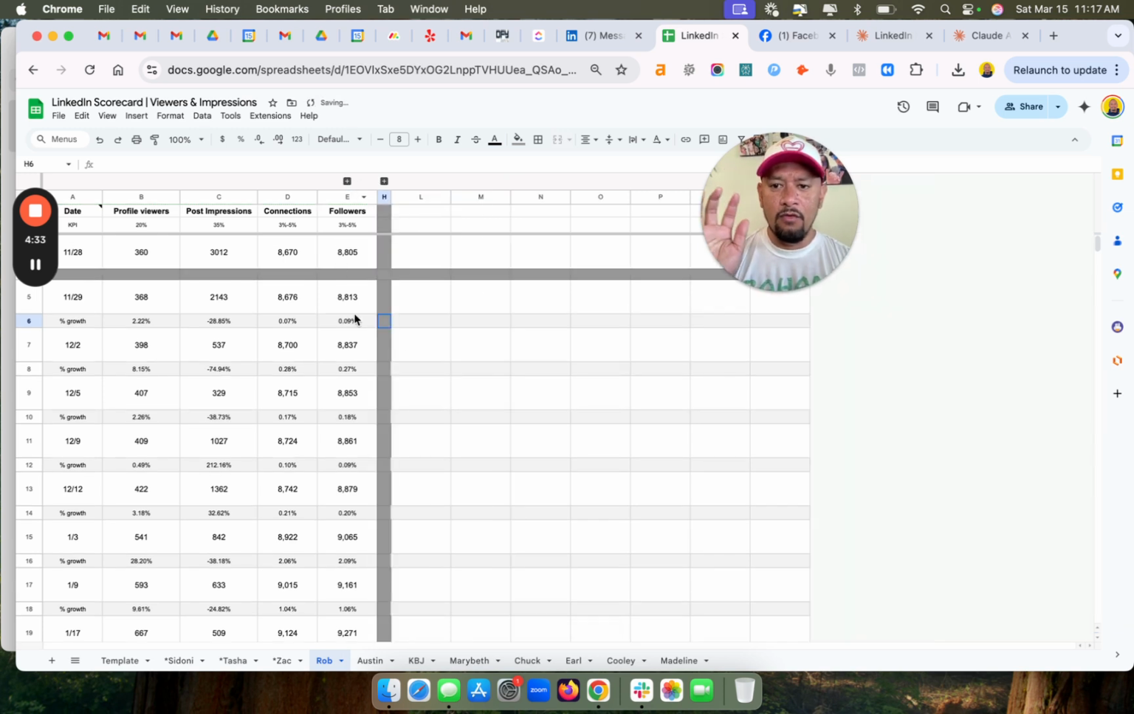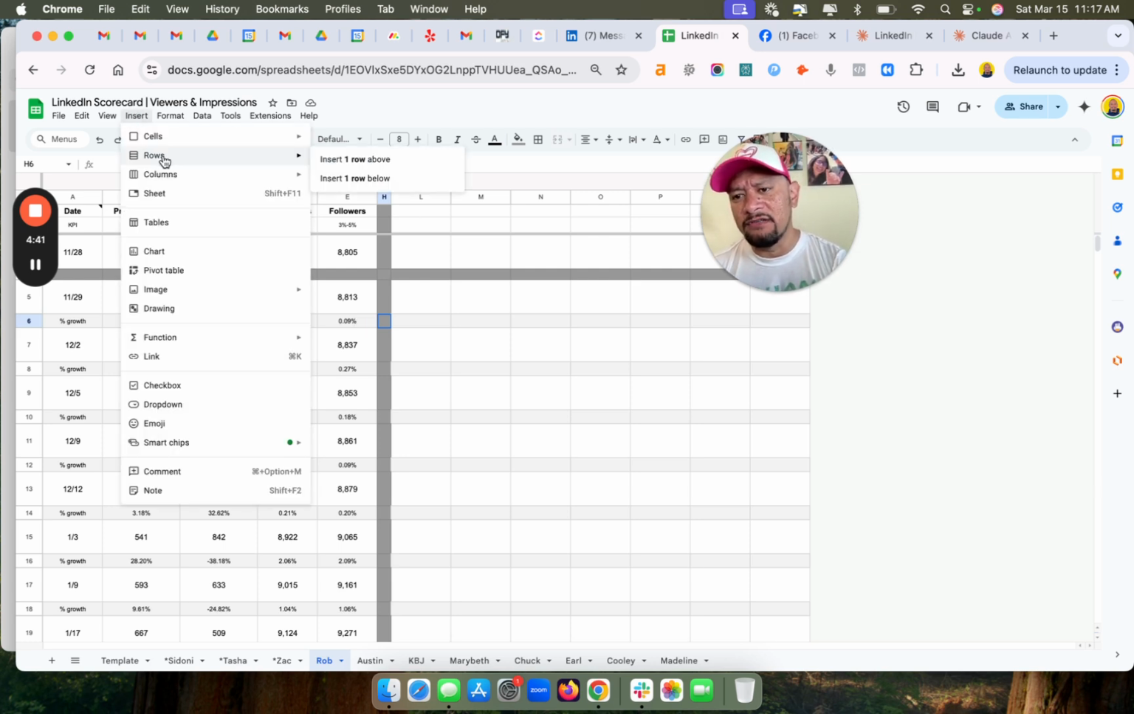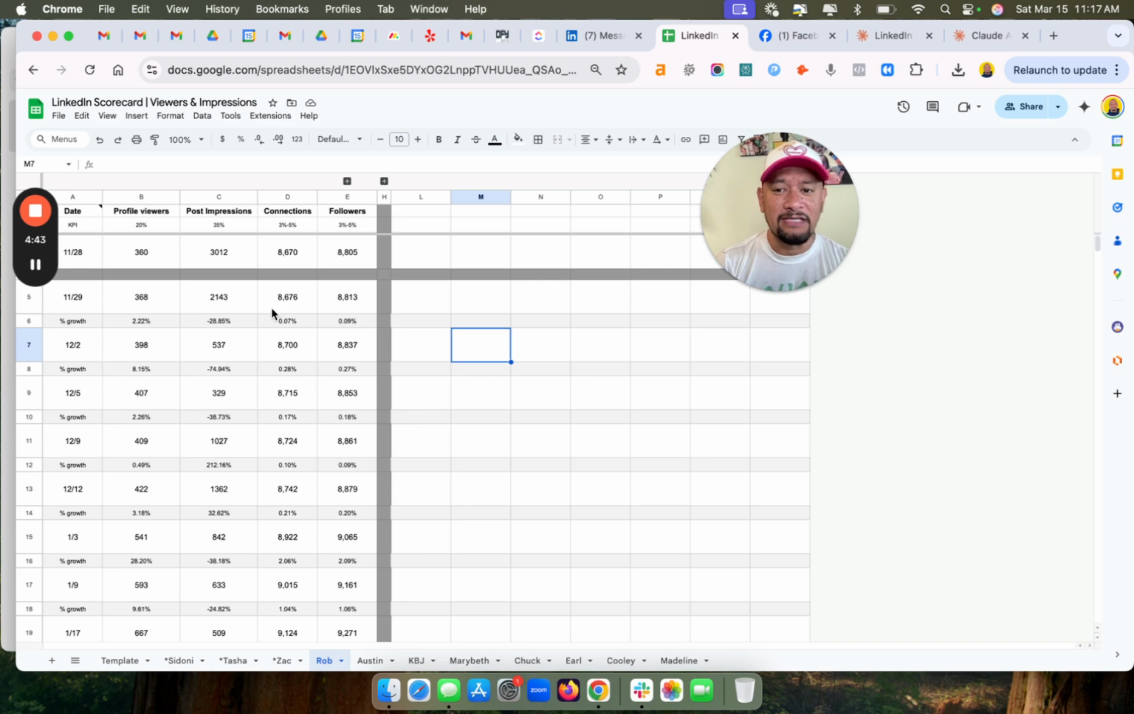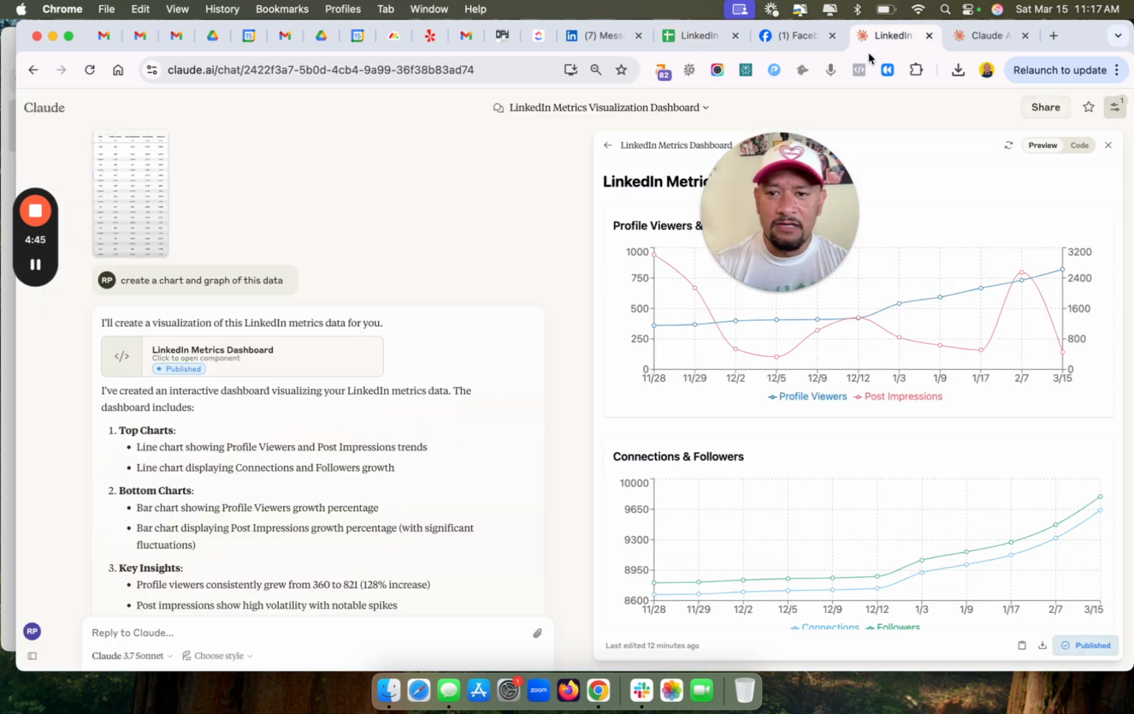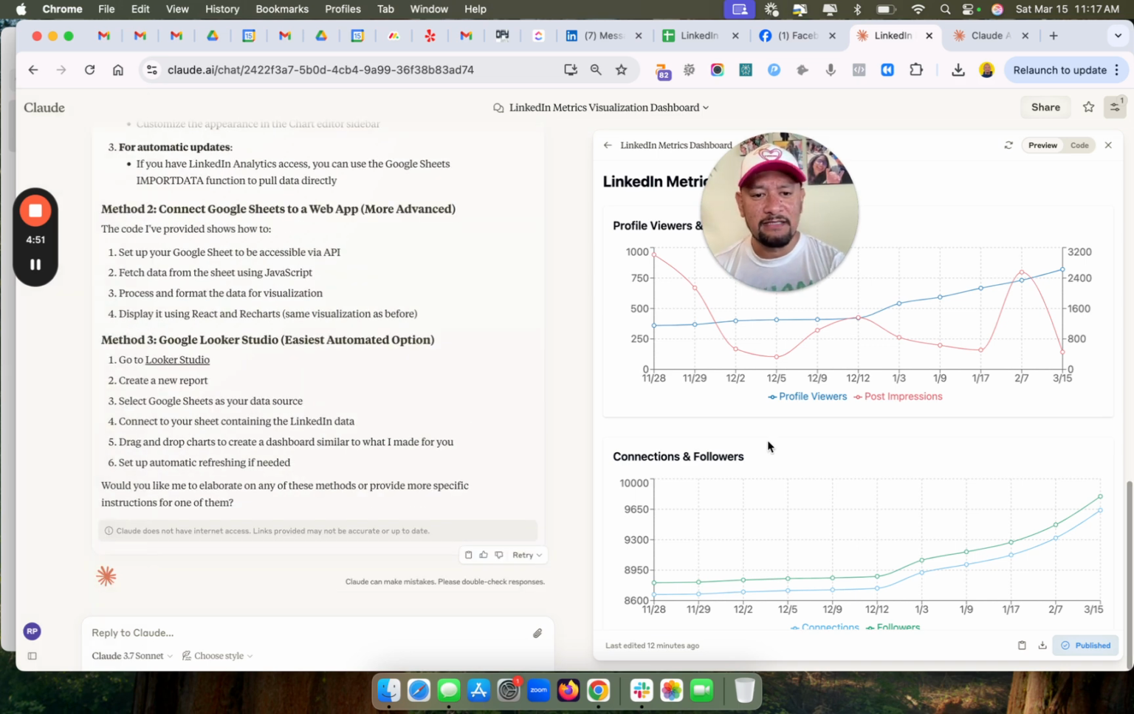So what I do is I've got all my numbers inputted, and then I take a screenshot because, again, I know you could do charts and all that stuff. I don't know how to do it. So I just grab the screenshot, go to Claude, paste it, and then say, create a chart and graph of this data. Claude's way smarter than me, does all its stuff, comes here, and then I publish it.